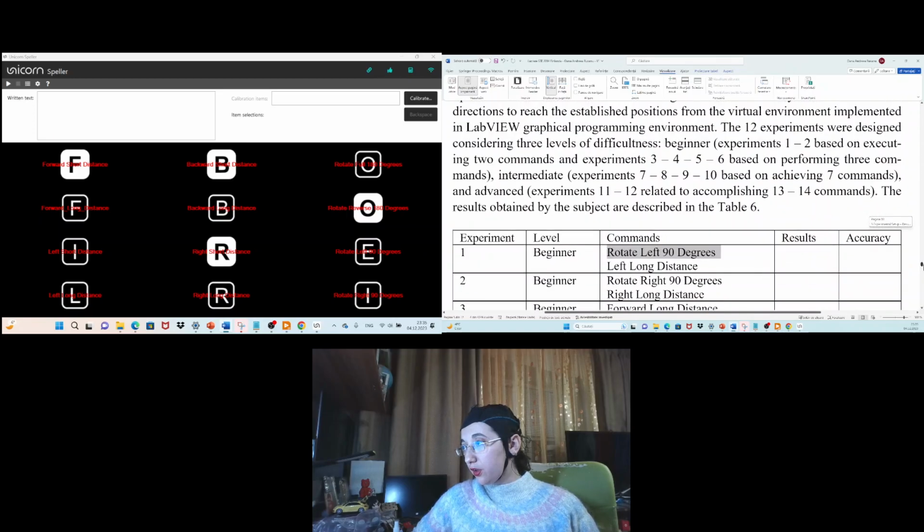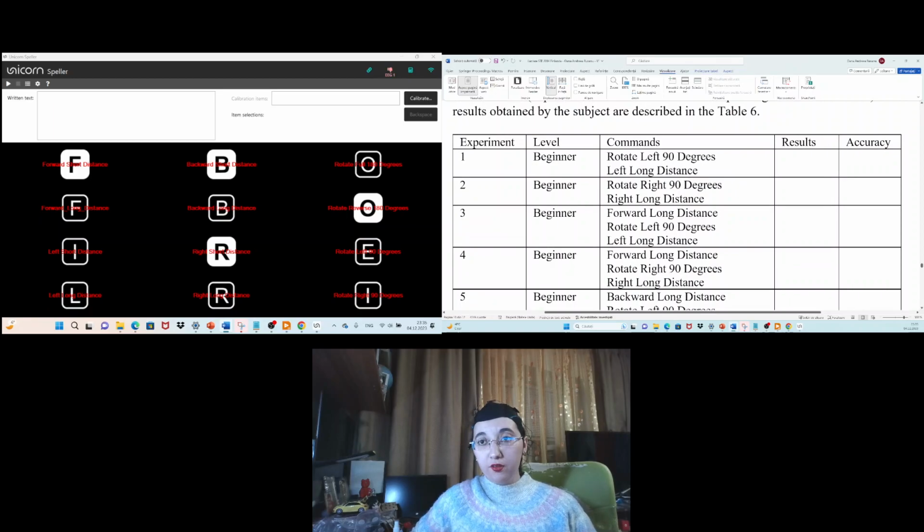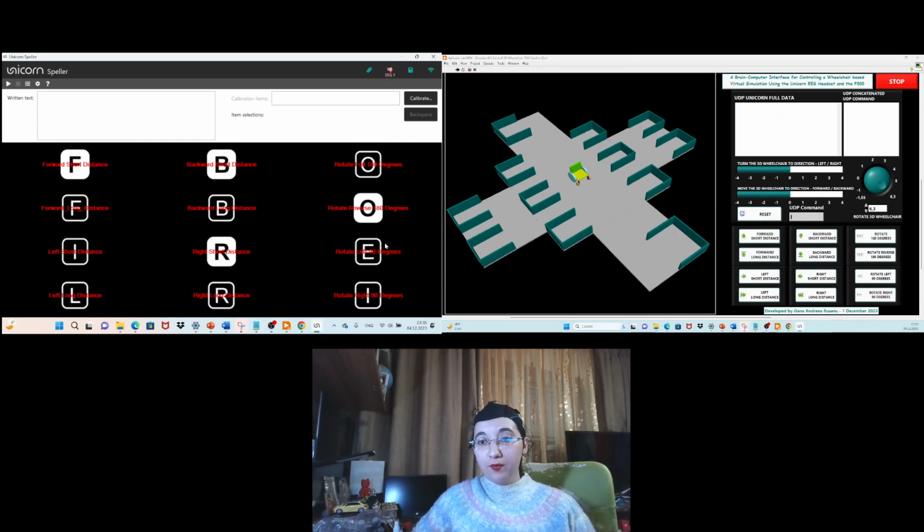And let's check again the commands. So we have rotate left 90 degrees. Let's see the command. Rotate left, this one, 90 degrees, and then left long distance, this one. So E, rotate left 90 degrees and left long distance. Let's begin. I will focus my attention on this character, this one and then this one.